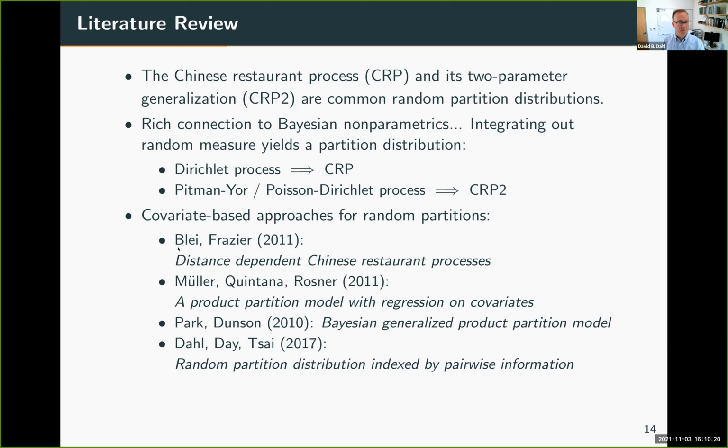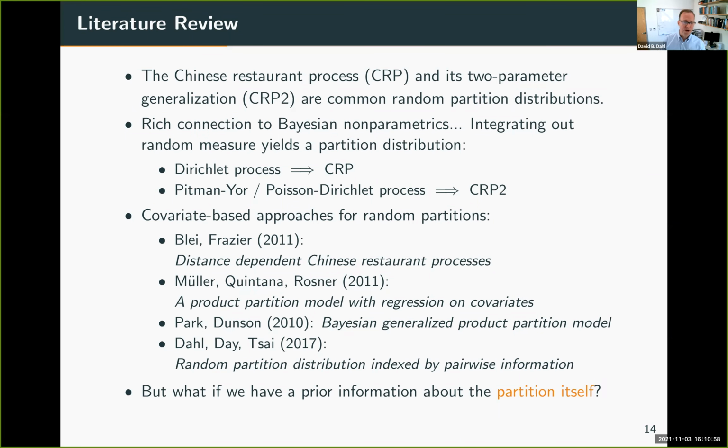There's a paper by Blei and Frazier that looked at that, the distance-dependent Chinese restaurant process. Peter Mueller, Fernando Quintana, and Gary Rosner have their PPMX method, which is quite popular. Park and Dunson have also worked in this area. And then I have a paper with some co-authors, Jerry Tsai and Ryan Day, where we do the Ewens-Pitman attraction distribution, which lets pairwise distances influence the partition distribution. And those pairwise distances may be obtained from covariates or any other distance metric you might have.